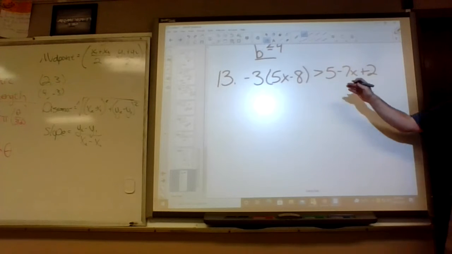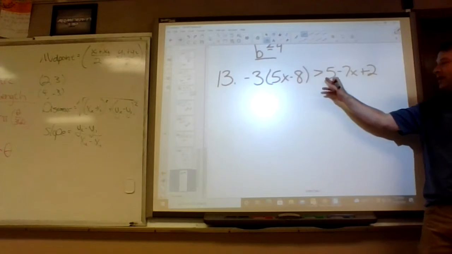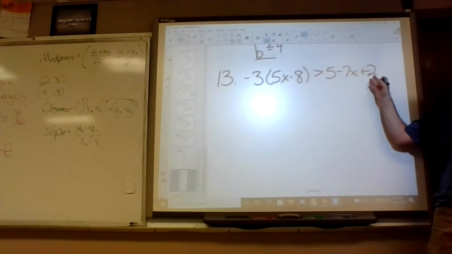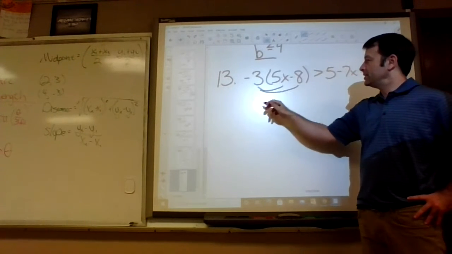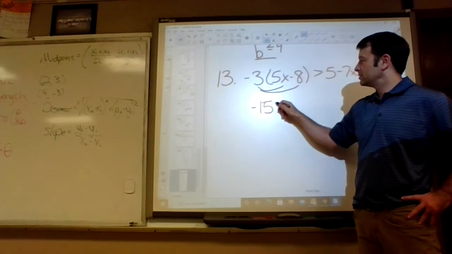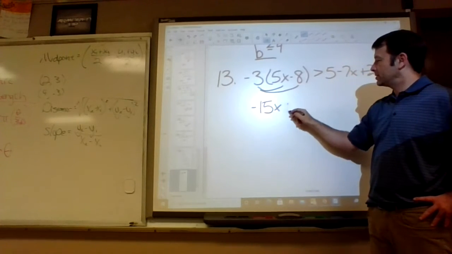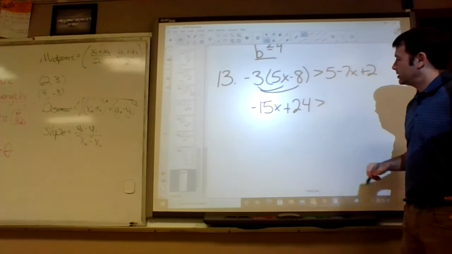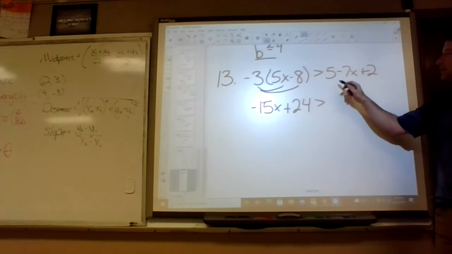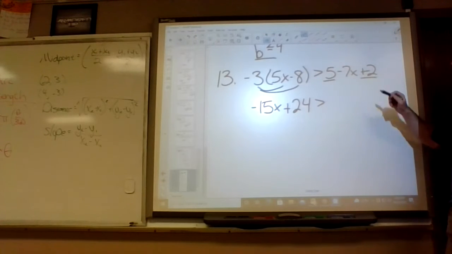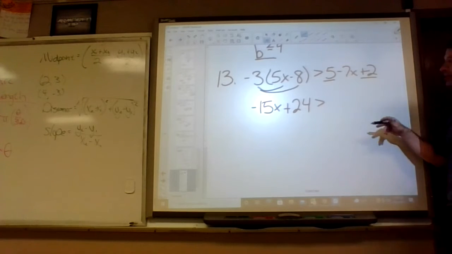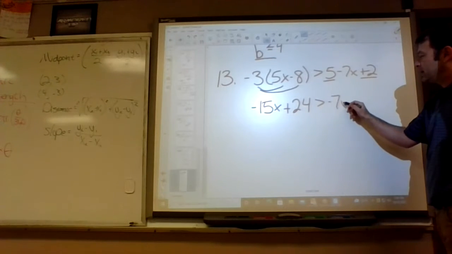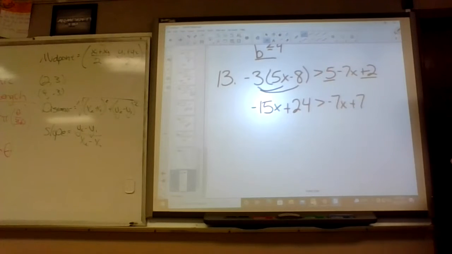Okay, on this one, the left side and the right side can both simplify a little bit before we move on. How can I simplify the left side over here? Okay, -3 times 5x, -3 times -8. How can I simplify the right side? 5 plus 2. Okay, I could put 7 minus 7x. That would be okay. But I'm going to put minus 7x plus 7, so it looks more like the left side.